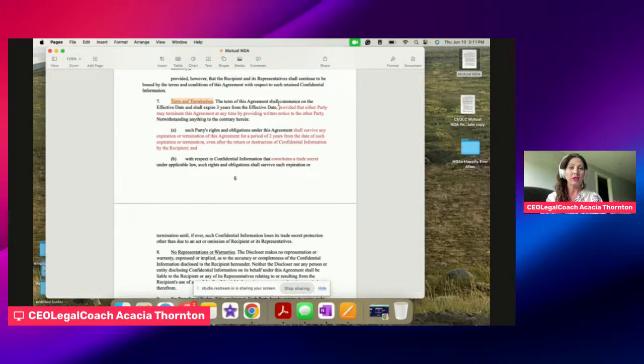So the term of this agreement, okay, provided that either party may terminate this agreement at any time. Awesome. Either party here can terminate at any time by doing what? By providing written notice to the other party. Cool. Now the NDA is saying, yes, you have the right. Either party here has the right to terminate. They may terminate at any point in time. And what they need to do is give written notice to the other. Cool. Awesome. Let's look at another example.